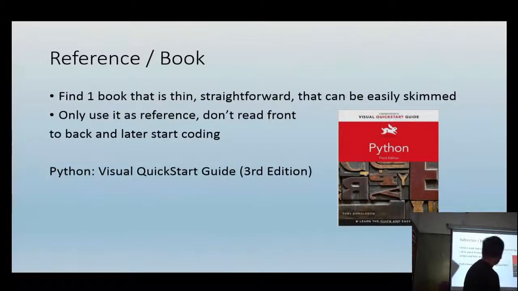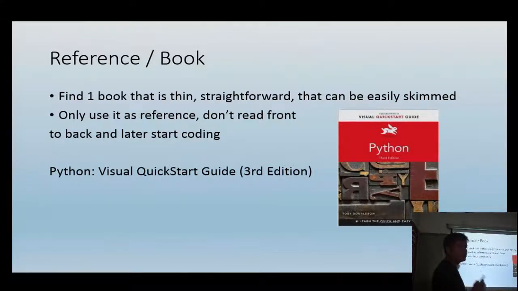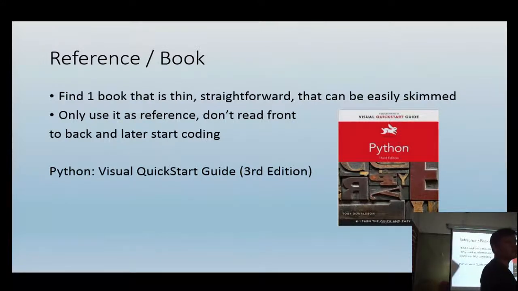And this is the reference that I use. This is pretty straightforward and thin, which is around 160 pages. You could skim it easily, just read it like a reference. So what I did was I didn't read from front to back and then later start coding. I just started coding with my brainstorm, and whenever I needed to understand, for example, data types, I opened the book. So I focused more on writing the code itself.